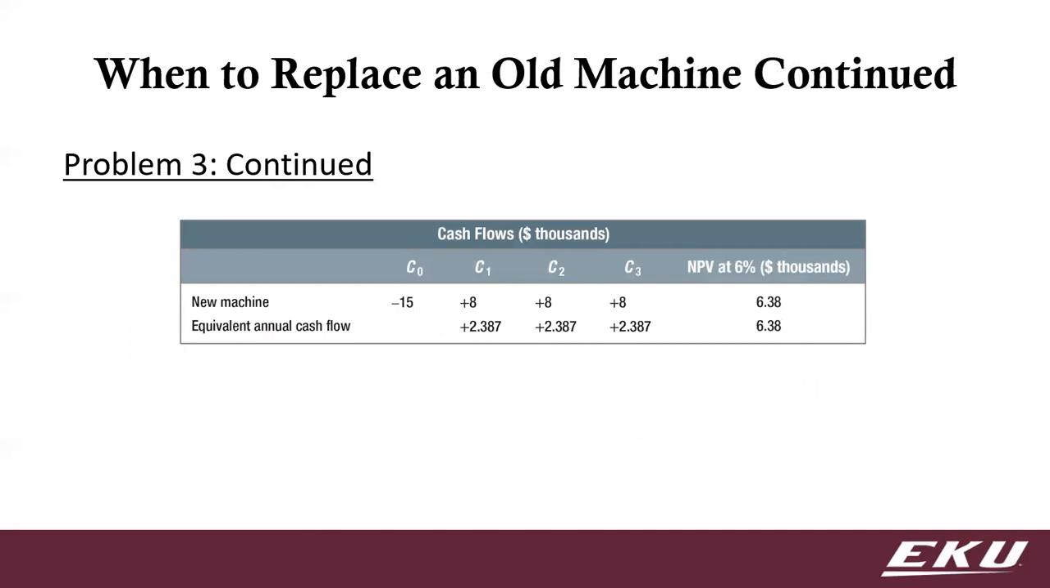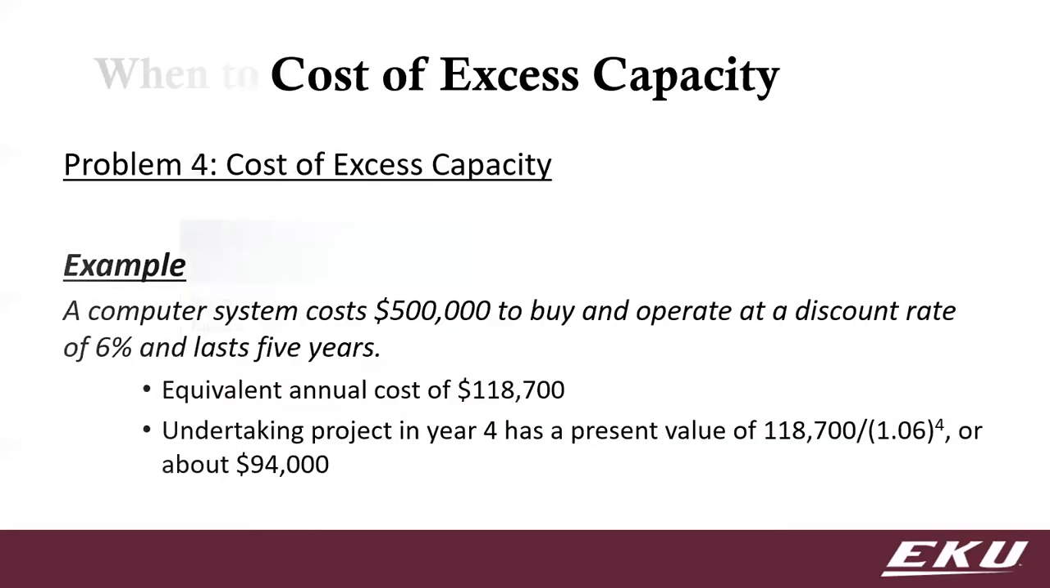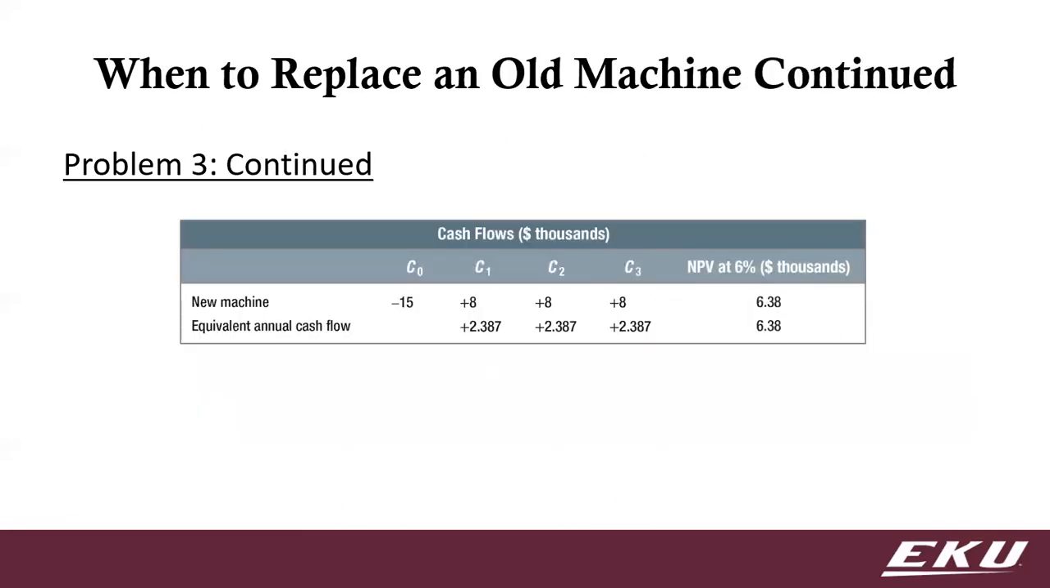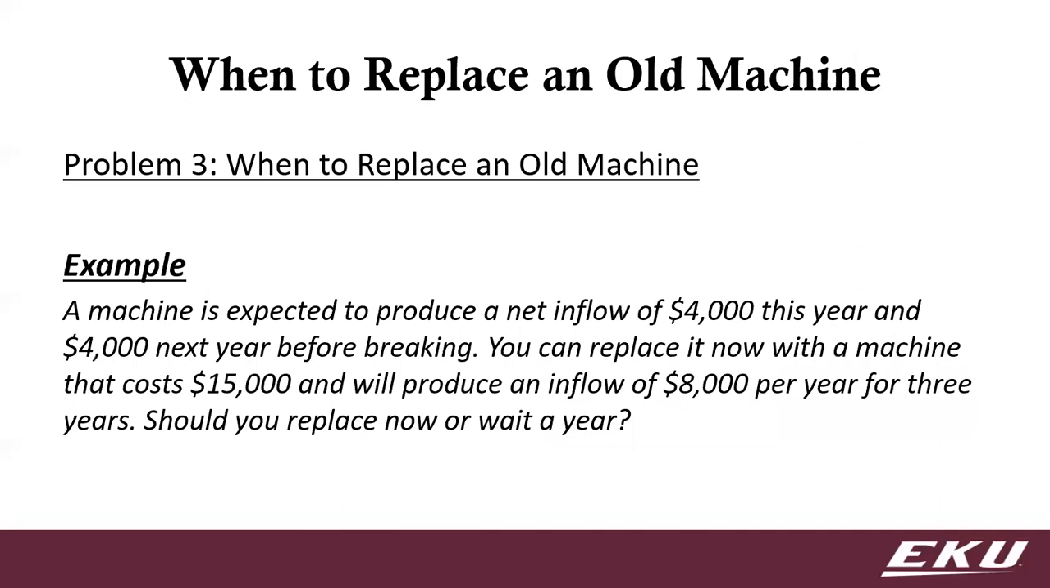What we would do is take those cash flows. You pay 15,000 up front, and you're going to get 8,000 each year after that. The net present value of that is $6,000. If you were to put that as equivalent cash flows for each of the periods, it's 2.387 thousand. That's the equivalent cash flow of the new machine, but we have the existing machine that's 4,000.